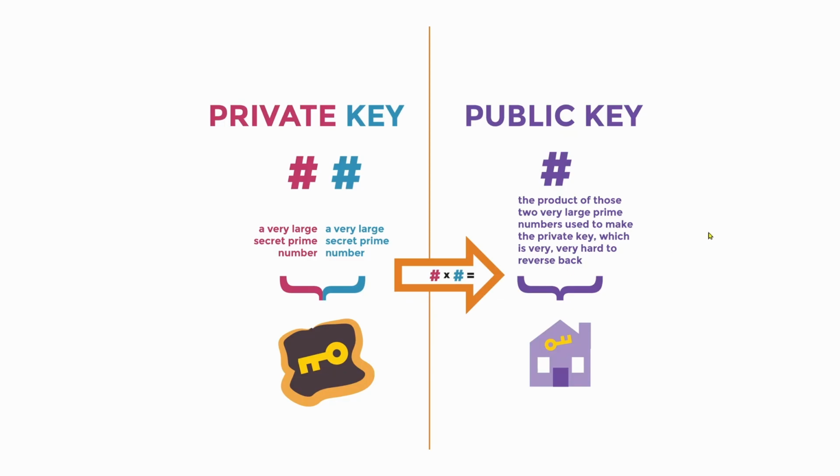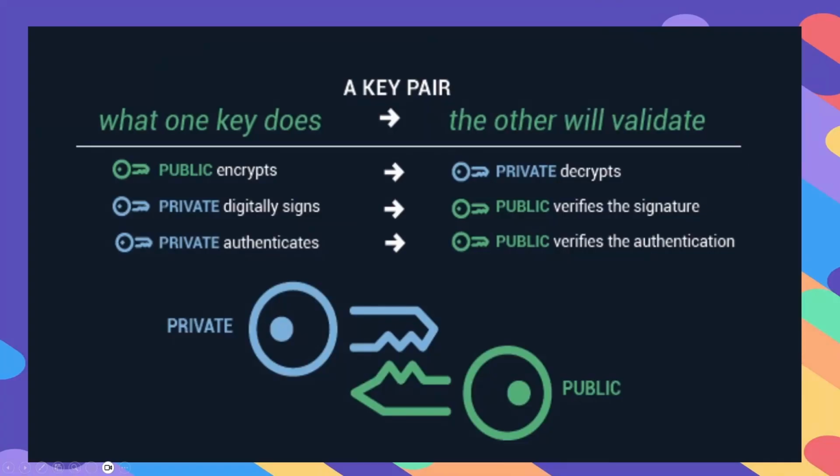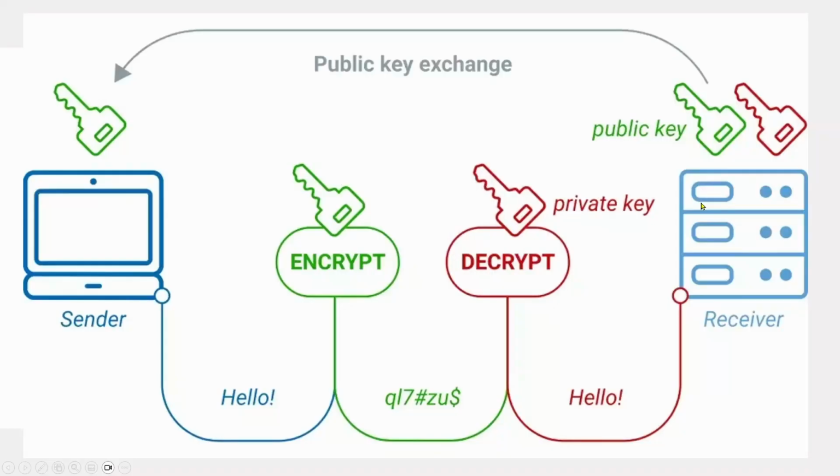There are different purposes. So a private key will be used to decrypt the information. The public key will be used to encrypt it. And as you can see here, the private key is also used to digitally sign and authenticate, while the public key is used to verify the signature and verify the authentication.